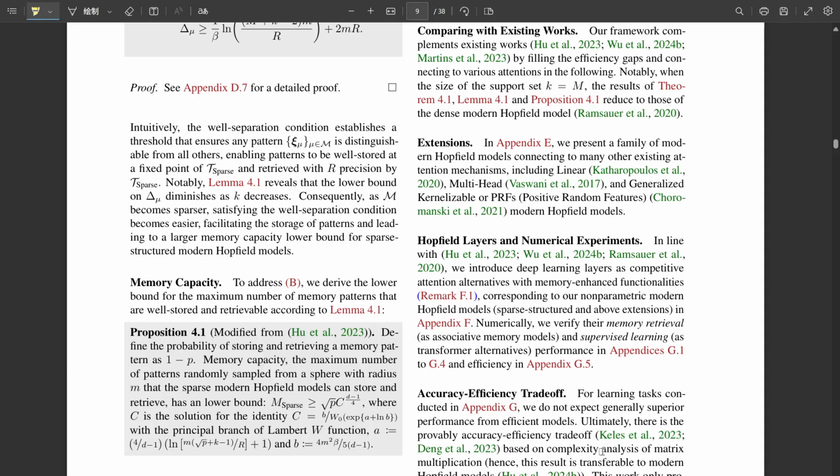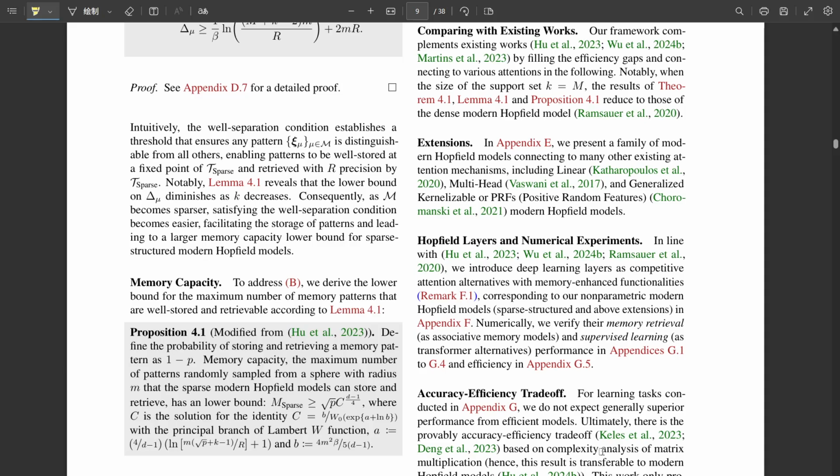Okay, fascinating. Finally, the big one, memory capacity. That exponential capacity is a hallmark of modern Hopfield models. Do the sparse versions somehow lose that advantage? No, they actually argue the opposite. Lemma 4.1 and Proposition 4.1 discuss the condition needed for successful storage and retrieval, which involves memories being sufficiently well separated from each other. Right, they need to be distinct enough.